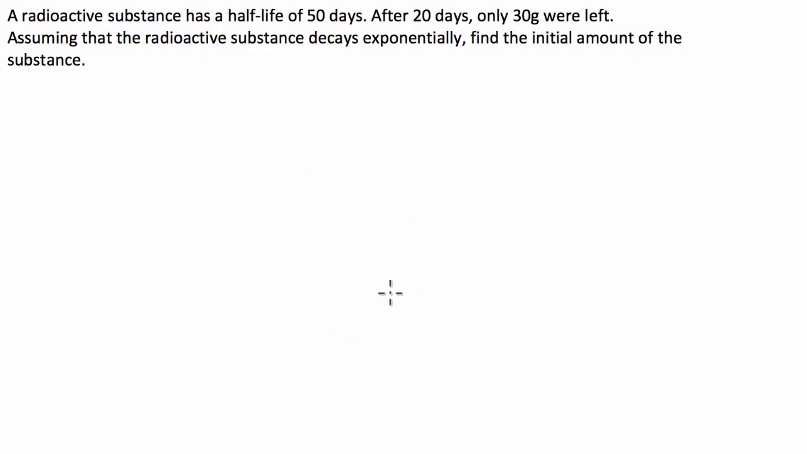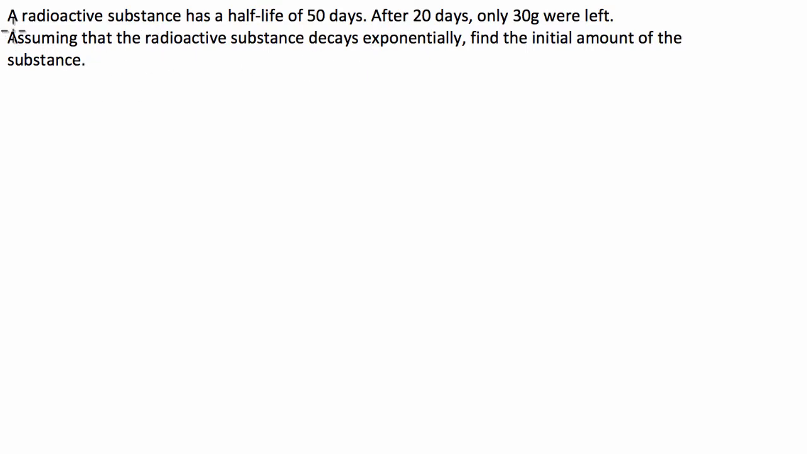G'day guys, we've got a question today that involves exponential decay. It says a radioactive substance has a half-life of 50 days. After 20 days, only 30 grams were left. Assuming that the radioactive substance decays exponentially, find the initial amount of the substance.